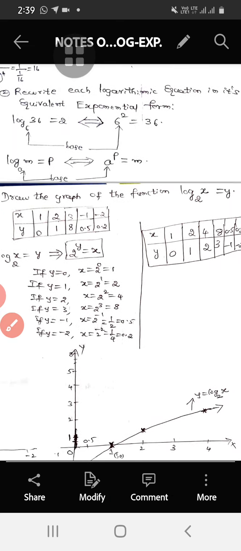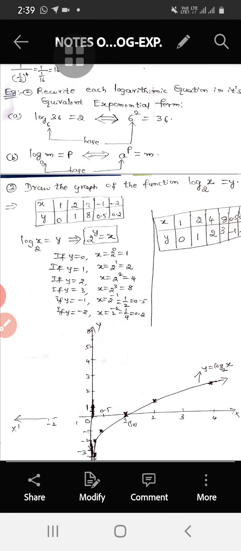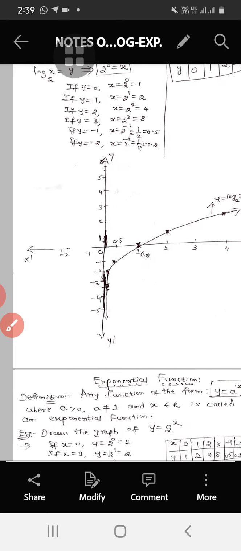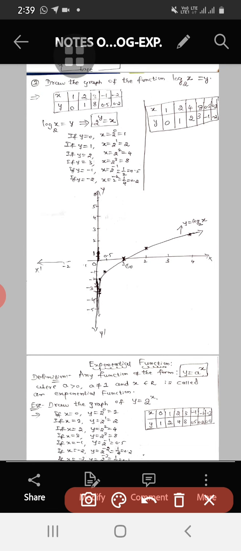Then what are the graphs we have drawn? Draw the graph of the function log x base 2 is equal to y. That means x is equal to 2 to the power of y. So go on giving the values for x and y and mark all the points. Our graph looks like this. So this is the graph of y is equal to log x.